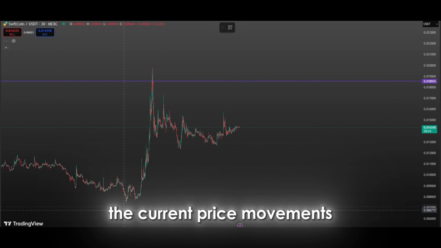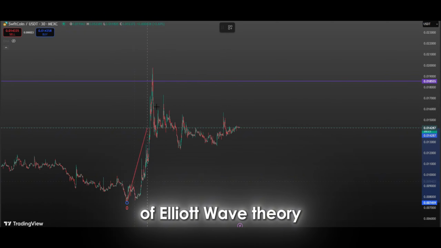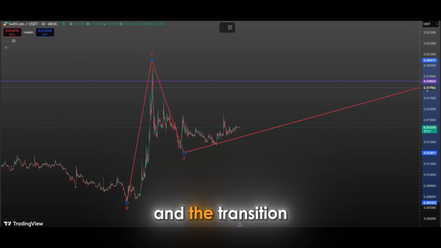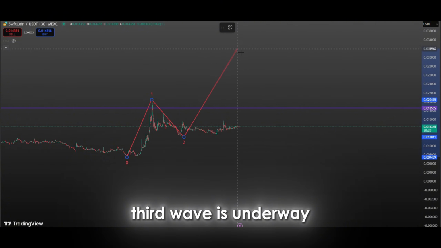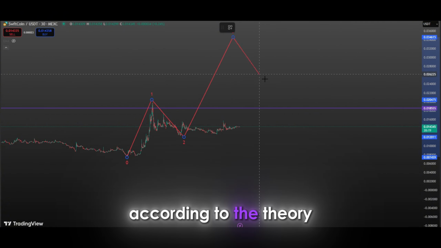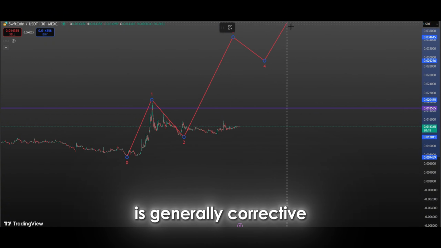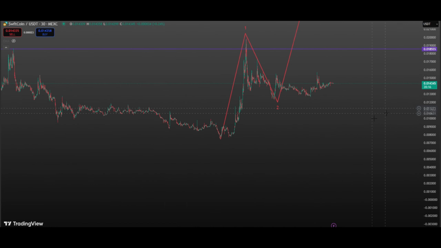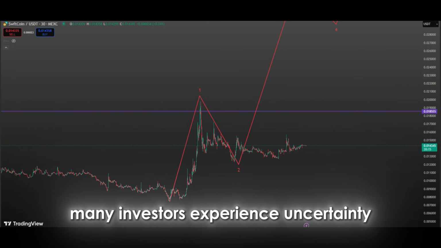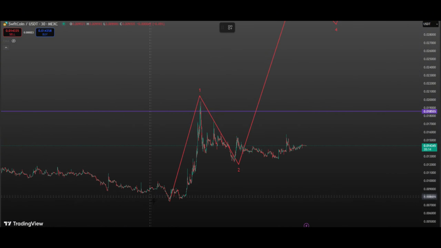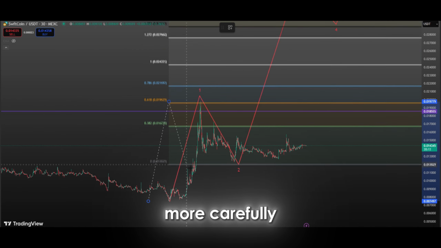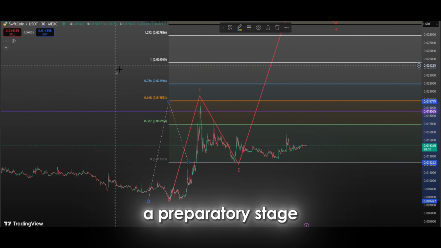When we evaluate the current price movements within the framework of Elliott wave theory, we observe that the second wave has largely been completed, and the transition to the beginning phase of the third wave is underway. According to the theory, the second wave is generally corrective in nature and gives back a portion of the gains made during the first wave. During this phase, many investors experience uncertainty. While some believe the market will continue to decline, those who analyze more carefully recognize it as a preparatory stage.